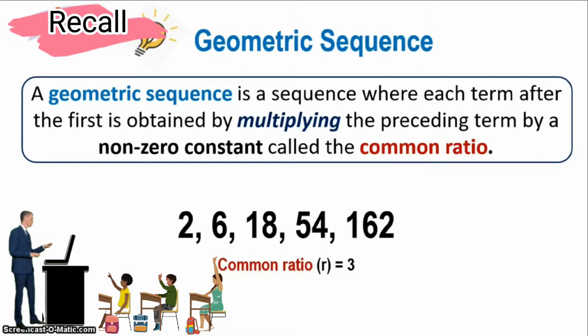We will use this analogy to find the nth term or the general term of any geometric sequence. Consider the sequence 2, 6, 18, 54, and 162. Note that the common ratio is 3 because 2 times 3 will give you 6, 6 times 3 will give you 18, 18 times 3 will give you 54, and so on.